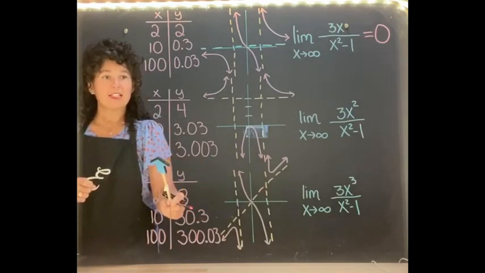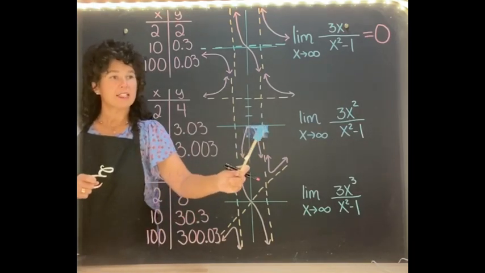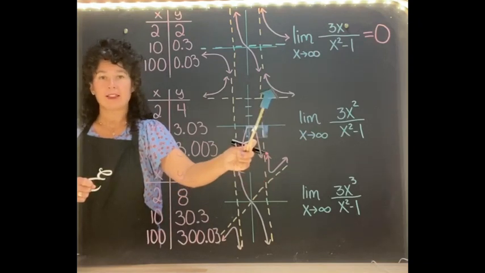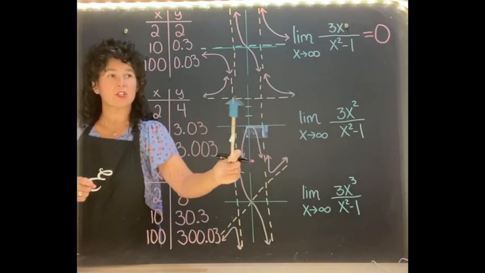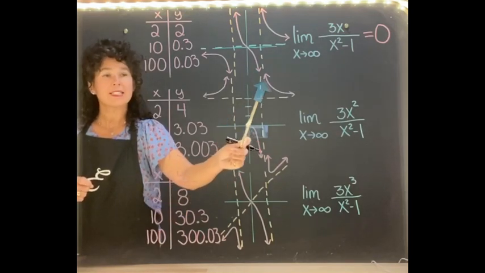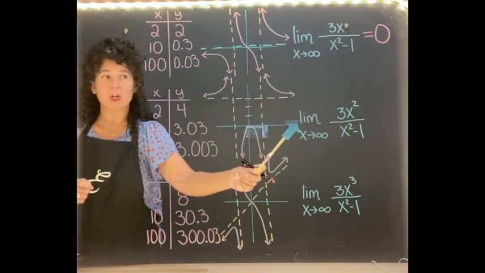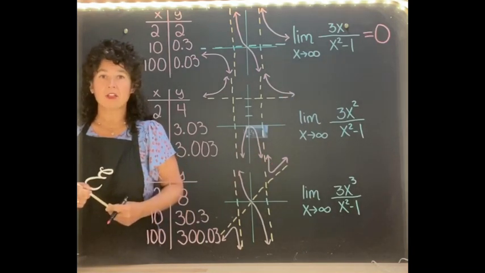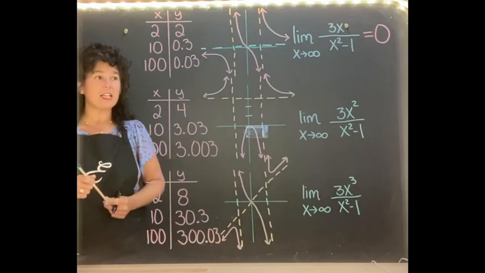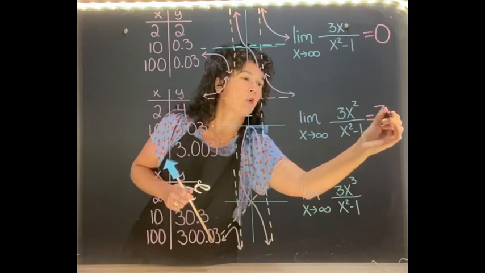I substituted in these values and we're keeping an eye on the pattern of what the answers are heading to. If I substitute in 2, I would be at this height, 10 a little lower, 100 even lower, but this curve is getting closer and closer to this horizontal asymptote at 3. So it is never going to drop below 3. But every time I plug in a number that is larger, the height is going to be closer and closer to 3, which is why the limit as x goes to infinity of 3x squared over x squared minus 1 is going to equal 3.